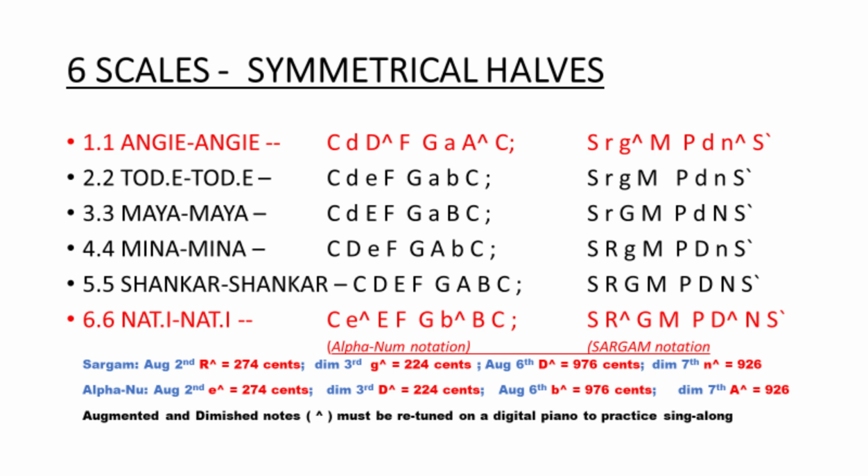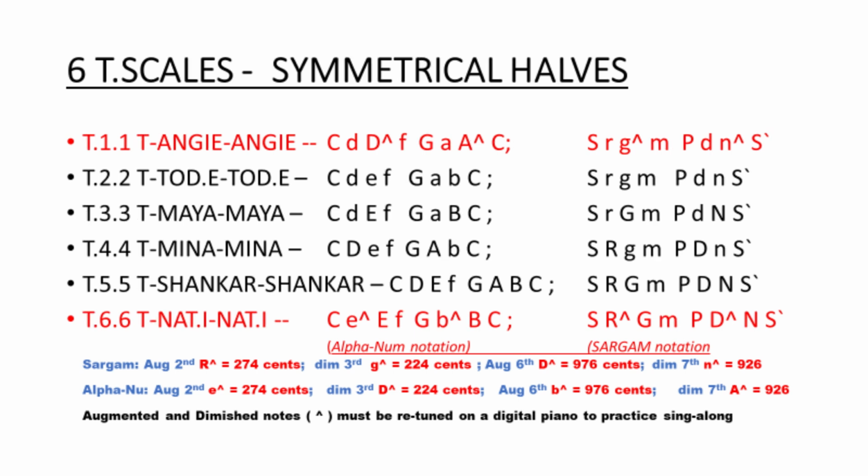Now on the screen you can see the six names and the notations, both alphanumeric and Sargam notations, associated with each symmetrical pattern, symmetrical scales like 1.1 Angie Angie, 2.2 Toddy Toddy, 3.3 Maya Maya, 4.4 Mina Mina, 5.5 Shankar Shankar, and 6.6 Natai Natai. And as you already know, with these six different names, we can make 36 different combinations of each of these names and get 36 different raga scales.